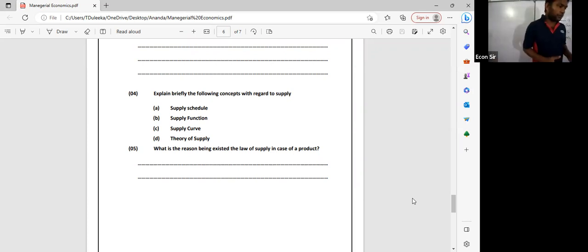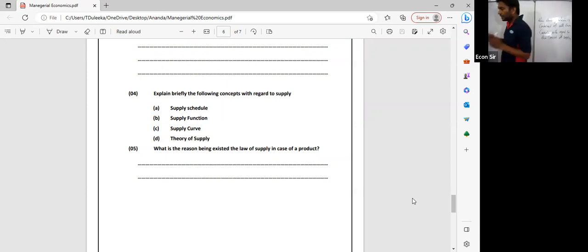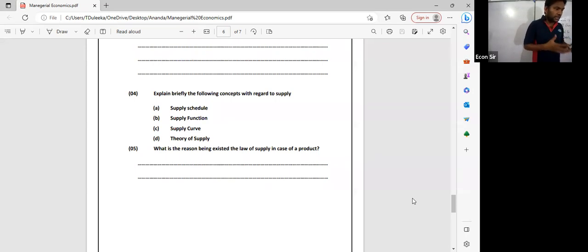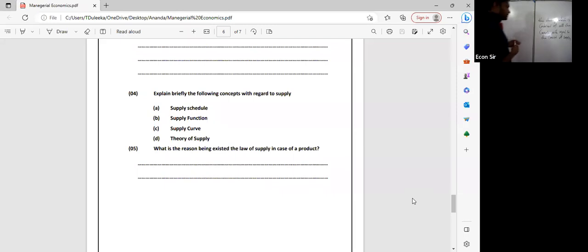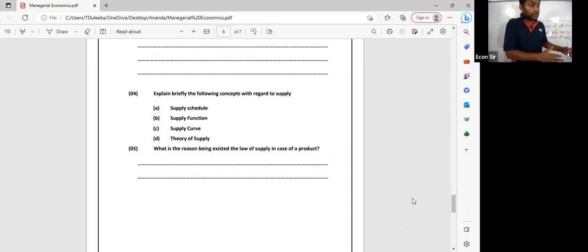Since the increase of the price of a product, when other factors remain unchanged, the quantity of profit will be increased.